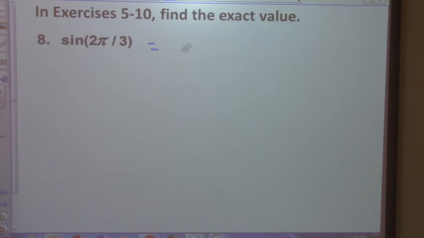So this is going to be square root of 3 over 2, right? Yes. And you could read that directly off your unit circle, can't you? Yes.